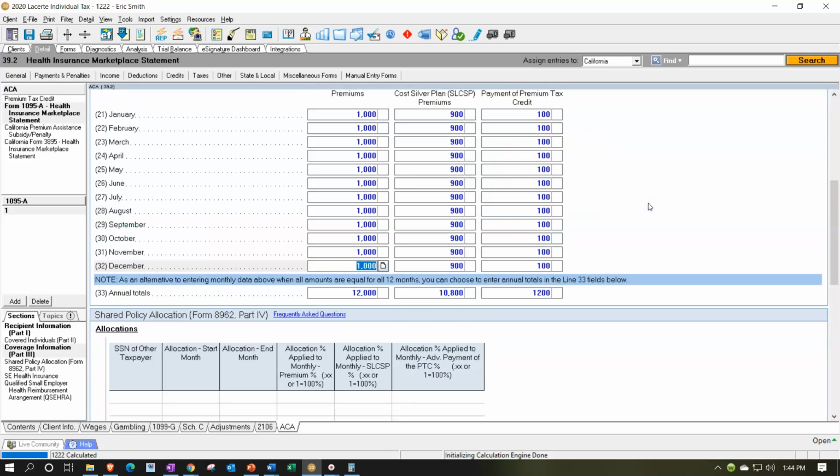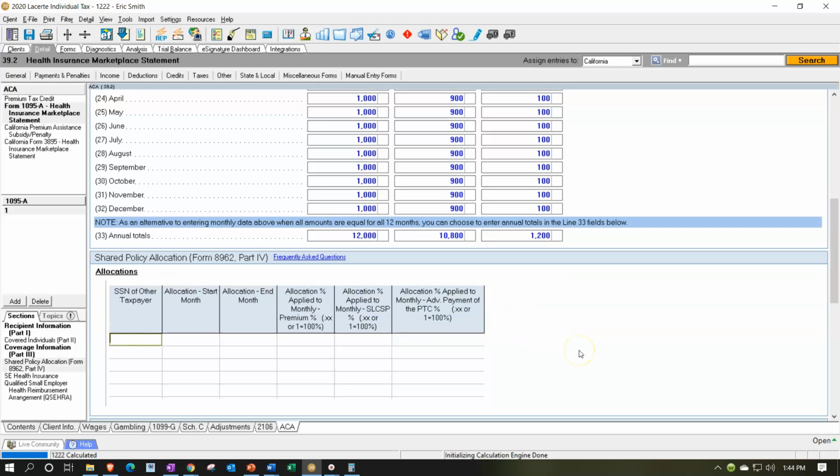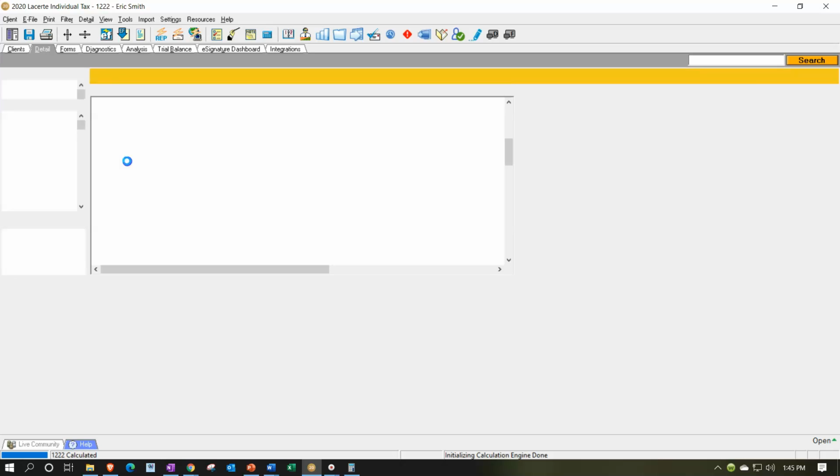And then the totals would add up to the following. Now note, I kind of doubled it up here, because if they were all the same like this, you wouldn't really have to enter each month. If they're different, then you have to enter each month. But if they were all the same, I could have just entered the totals, which would be 12,000, 10,008, and the 1,002. So now let's go take a look at the forms.